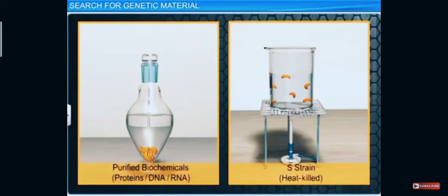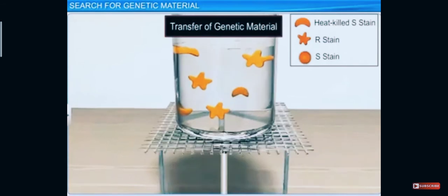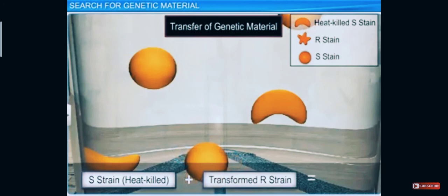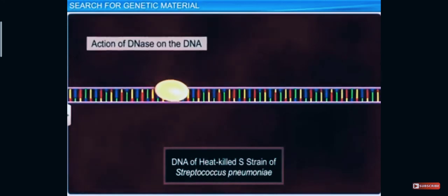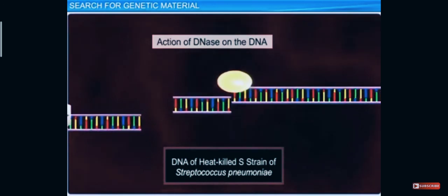For this, the scientists first purified biochemicals such as proteins, DNA, and RNA or ribonucleic acid from the heat-killed S strain bacteria. They did so to identify the biochemical responsible for transforming the live R strain into S strain bacterial cells. Through their experiments, they discovered that it was the DNA from the S strain bacteria that had transformed the R strain bacteria. They also found that digestion of the DNA of heat-killed S strain with DNase inhibited transformation.